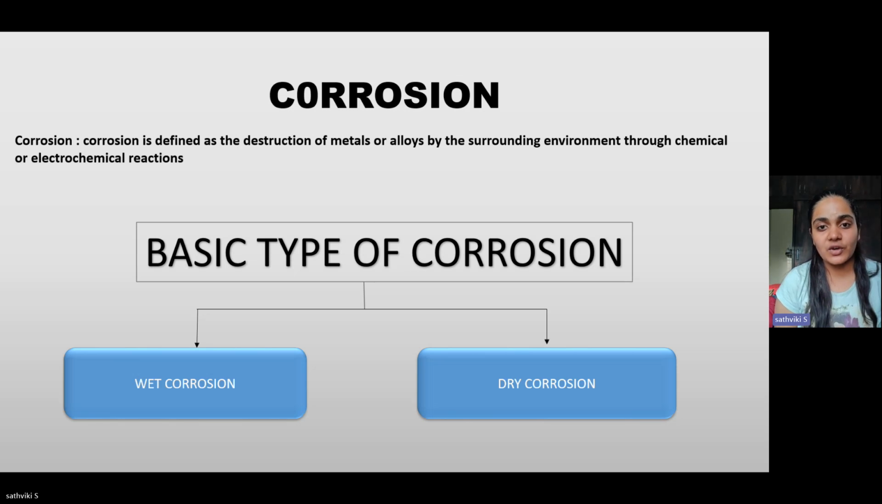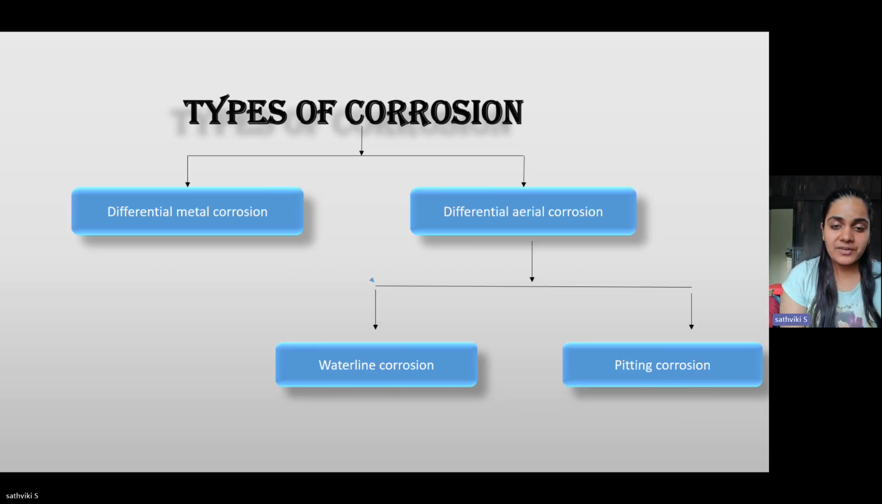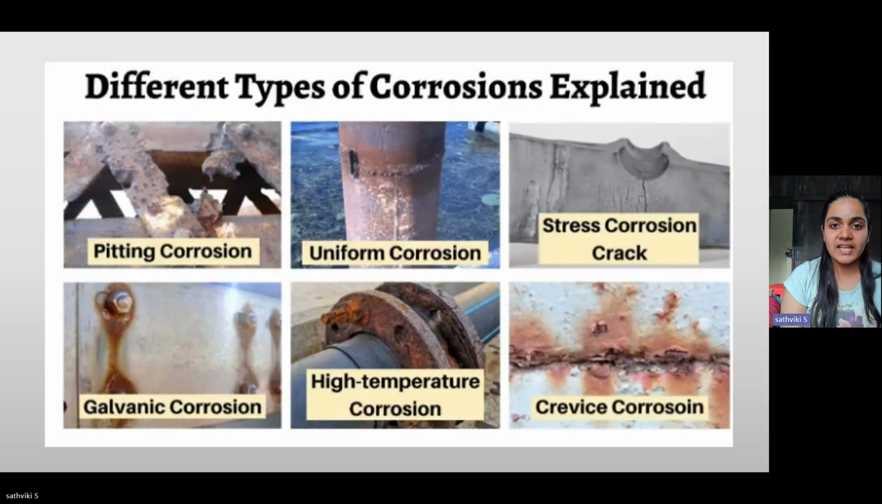Basic types of corrosion: wet corrosion and dry corrosion. What are the types of corrosion? Differential metal corrosion and differential aerial corrosion. Differential aerial corrosion is further divided into waterline corrosion and pitting corrosion. Here are a few pictures that describe the different types of corrosion.